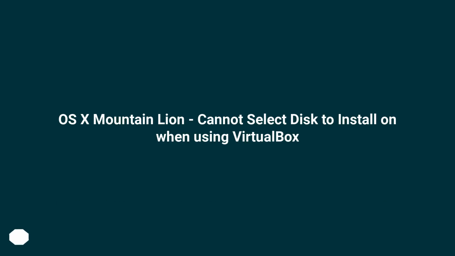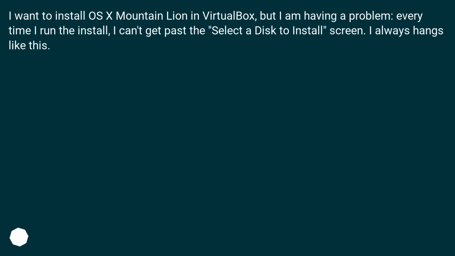osxmountainlion cannot select disk to install on when using VirtualBox. I want to install osxmountainlion in VirtualBox, but I am having a problem. Every time I run the install, I can't get past the select disk to install screen. It always hangs like this.